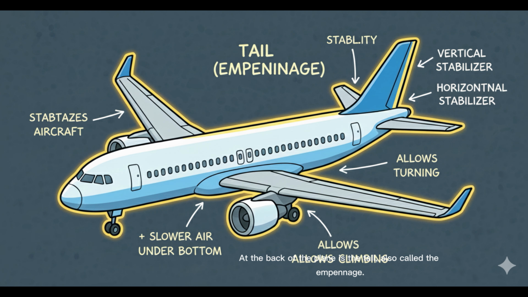At the back of the plane is the tail, also called the empennage. It helps keep the airplane stable and allows pilots to turn and climb. The tail includes the vertical and horizontal stabilizers.